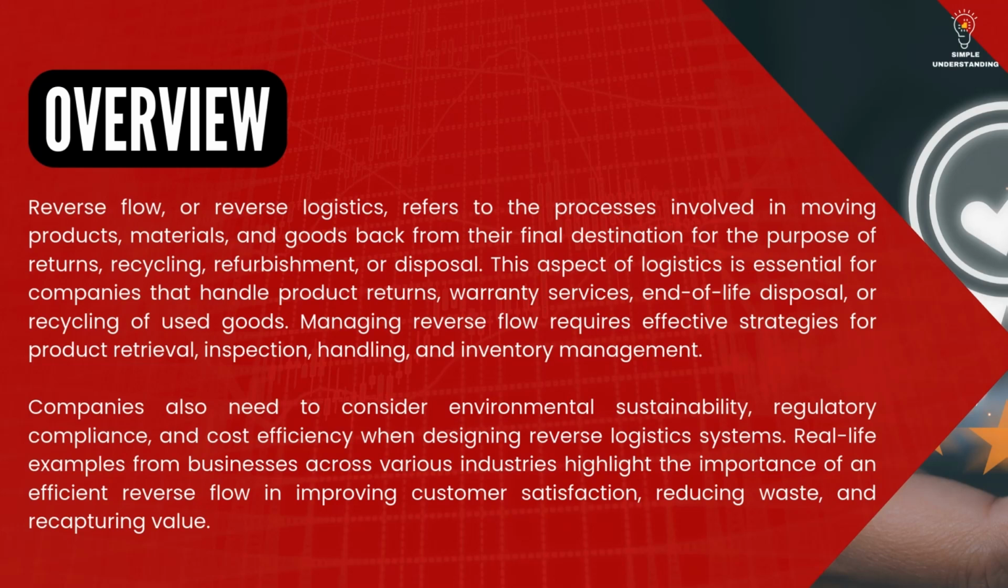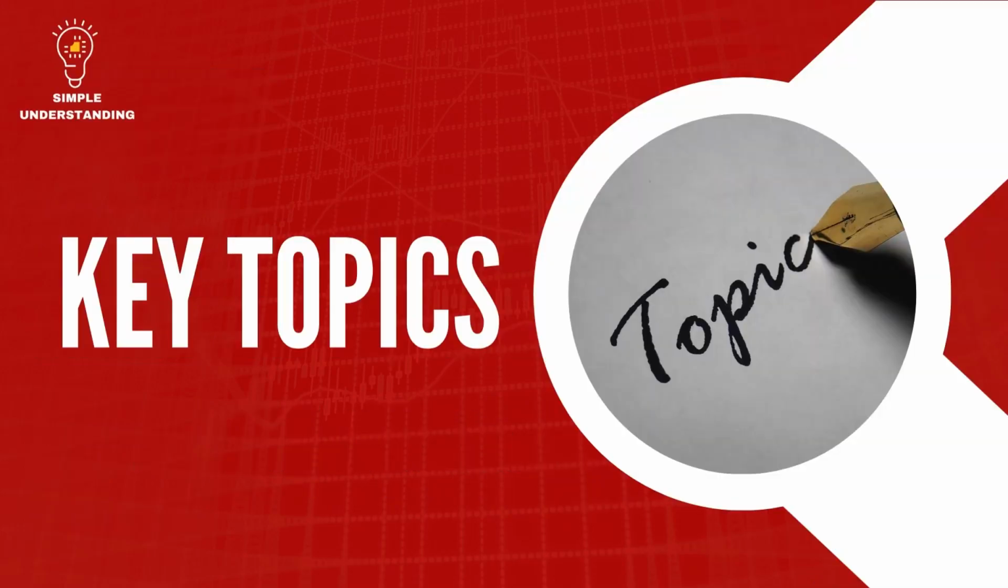This aspect of logistics is essential for companies that handle product returns, warranty services, end-of-life disposal, or recycling of used goods. Managing reverse flow requires effective strategies for product retrieval, inspection, handling, and inventory management. Companies also need to consider environmental sustainability, regulatory compliance, and cost efficiency when designing reverse logistics systems. Real-life examples from businesses across various industries highlight the importance of an efficient reverse flow in improving customer satisfaction, reducing waste, and recapturing value. Key topics.